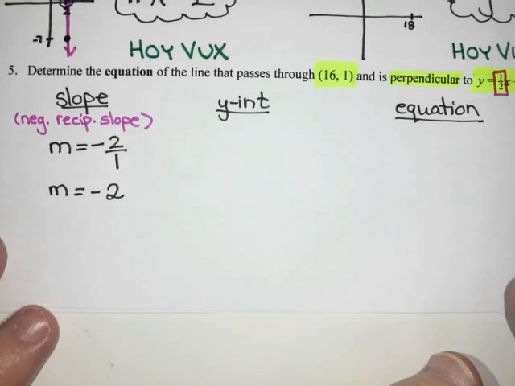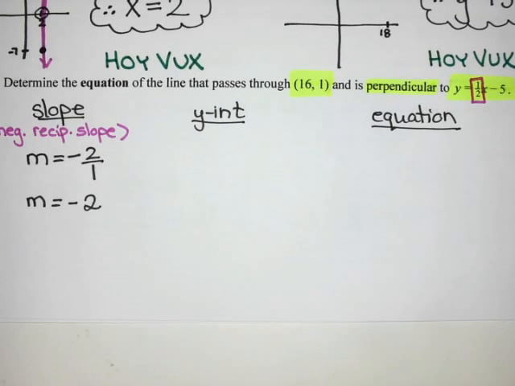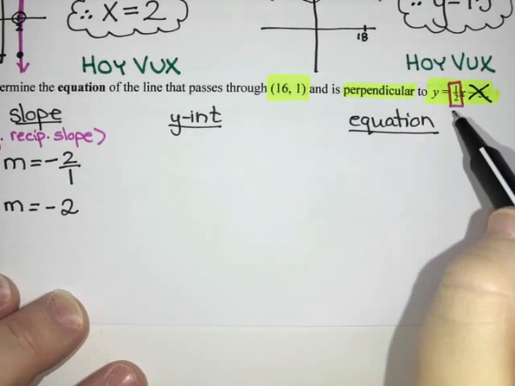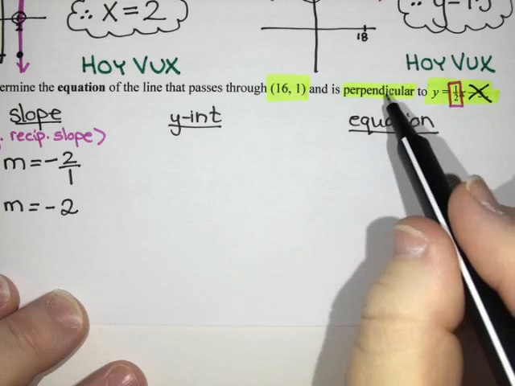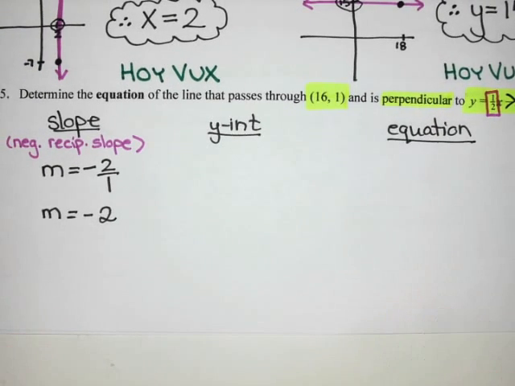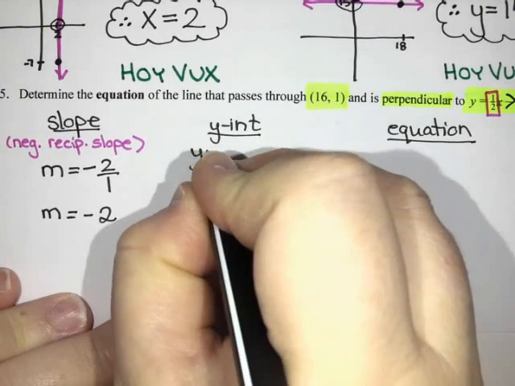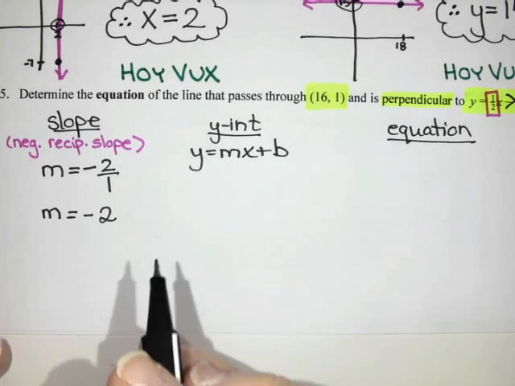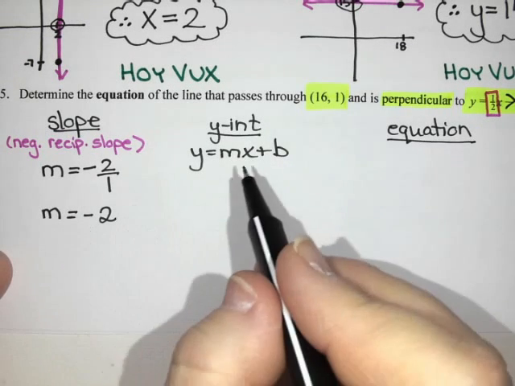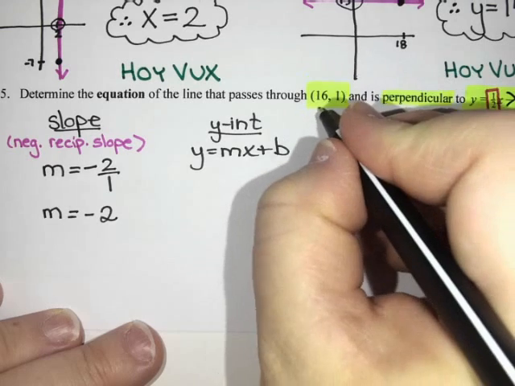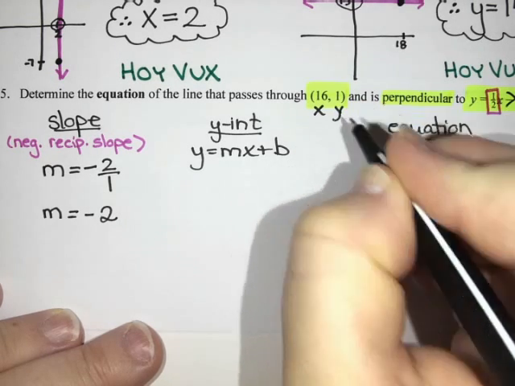Okay, the y-intercept, they didn't tell us. And if they don't tell us the y-intercept, we can't take it out of this line. The only thing we're allowed to take from this line is the slope, because perpendicular means slope. So to get the y-intercept, we are going to calculate it. We're going to use y equals mx plus b. So I know for m, I can put in my slope of -2, and then this is where the point comes in. I am going to use this point for x and y.